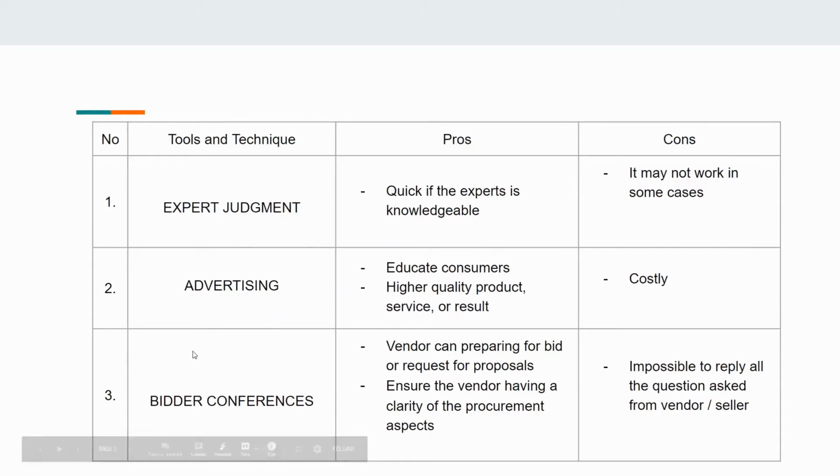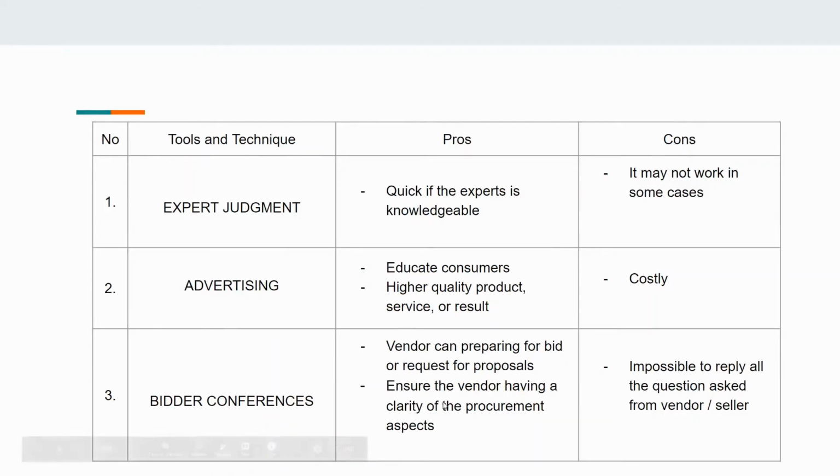Next is the bidder conference, a meeting between the buyer and prospective sellers prior to proposal submittal. They are used to ensure that all prospective bidders have a clear and common understanding of the procurement, and that no bidder receives preferential treatment. The pro is that vendors can prepare for bids or requests for proposals. This means sellers can prepare well for the proposals, so the result may be more accurate.